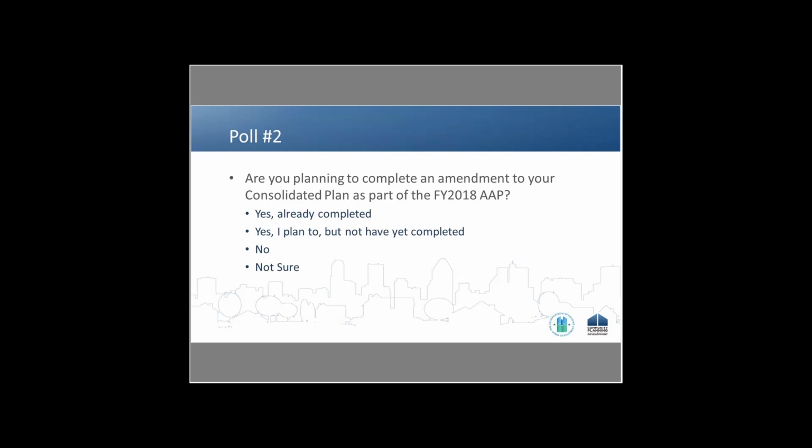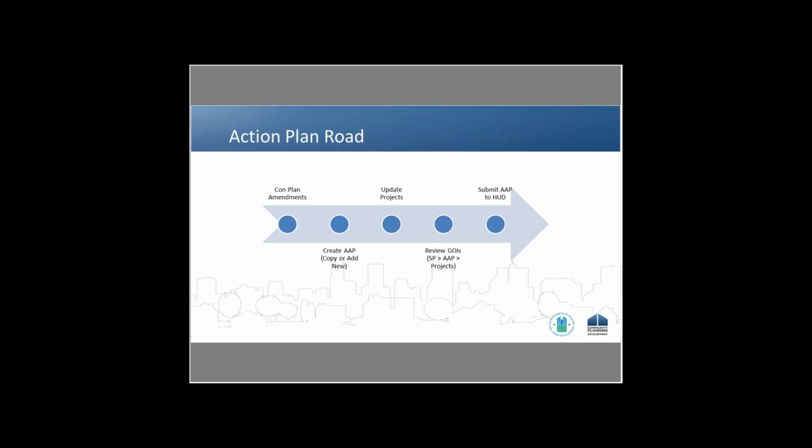Okay, a number of you are planning to make those amendments to your consolidated plan, or you've started, or you might not be sure. So just again, going back to this slide, that is the first thing as part of your 2018 planning process that you need to have done first. You need to get that comp plan amendment done before you move on to setting up your action plan, so your action plan can be associated with that amended comp plan.